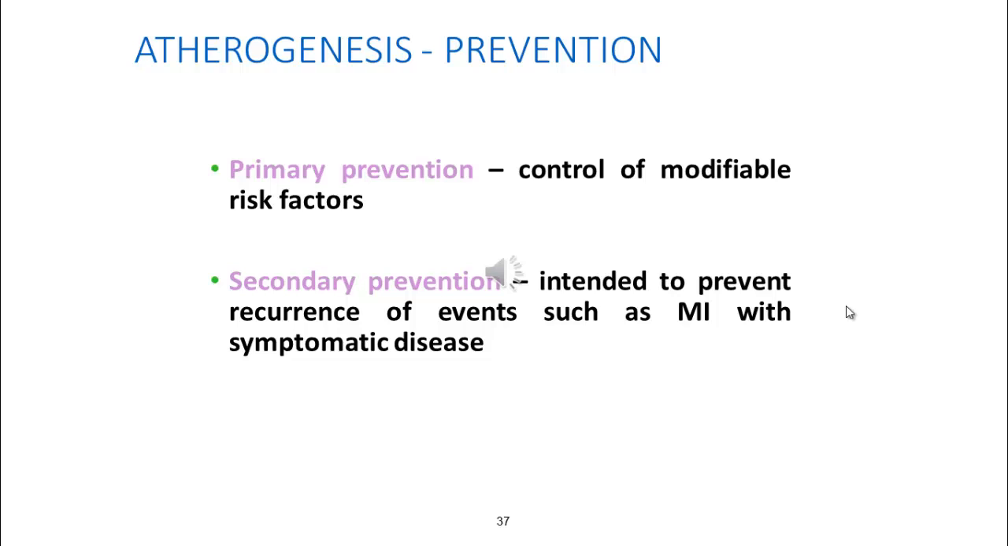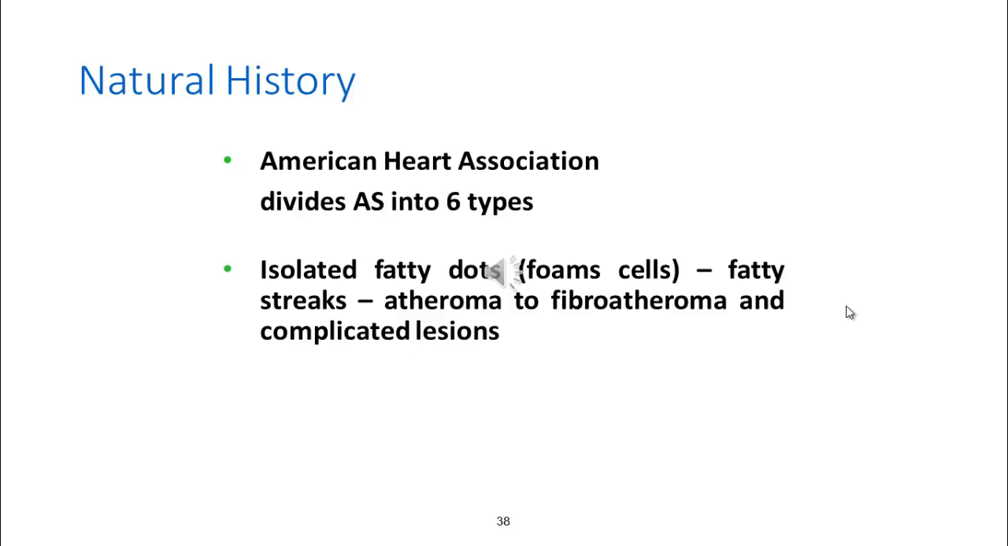Now, how can you prevent atherosclerosis? There is primary prevention, which is the control of the modifiable factors, and there is secondary prevention, which is intended to prevent the recurrence of events such as myocardial infarction in symptomatic disease. The American Heart Association has divided atherosclerosis into 6 types, starting from the isolated fatty dots, which are the scattered foam cells, then going to form the fibrofatty streaks, then the atheroma, then the fibroatheroma, then the complicated lesions.